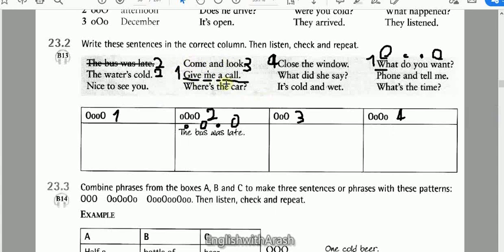Give me a call. Please give me a call when you get home. وقتی رسیدی خونه به من بگو. Please give me a call when you get home.